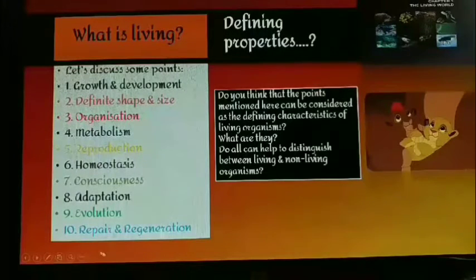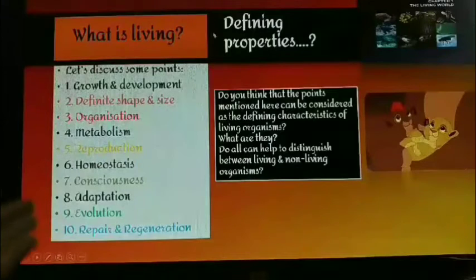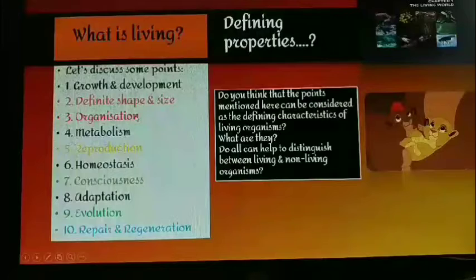Of course, you must have seen that when you get hurt, your dead cells get repaired and then regenerate into new cells, right? Of course, these things happen. But do you think that any one of them should be considered a defining characteristic of living organisms? Don't you think that reproduction will be there? I mean, reproduction should be considered a defining characteristic. Should adaptation be considered a defining characteristic? Should definite shape and size be considered a defining characteristic?